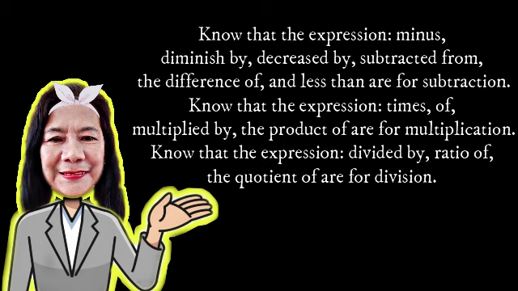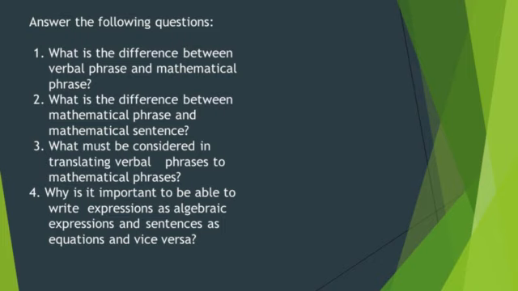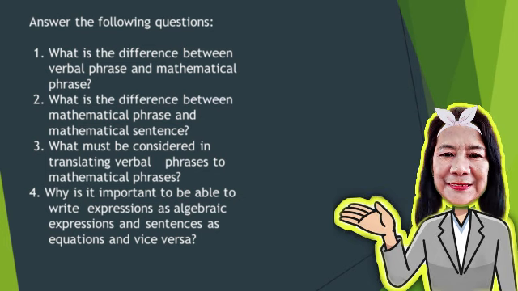The expressions times, of, multiplied by, and the product of are for multiplication, and the ratio of, divided by, the quotient of are for division. To fully understand our lesson, I have here another 4 questions for you to answer in 3 minutes.